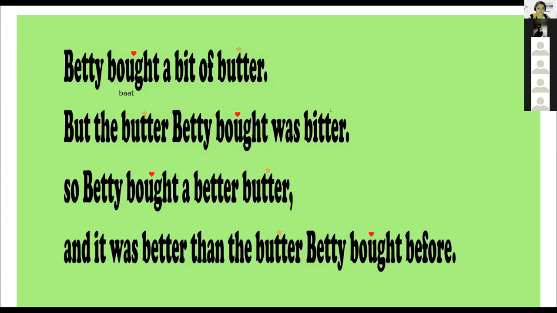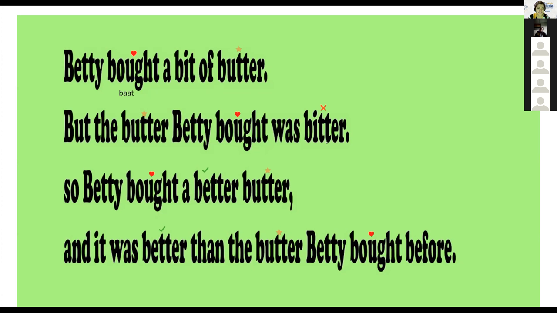Si tiene un chequecito, se va a pronunciar como better. Better. It has two E's. One E, two E's. Better. Now, if it has an X, like this one, this is the only one actually. Beater.